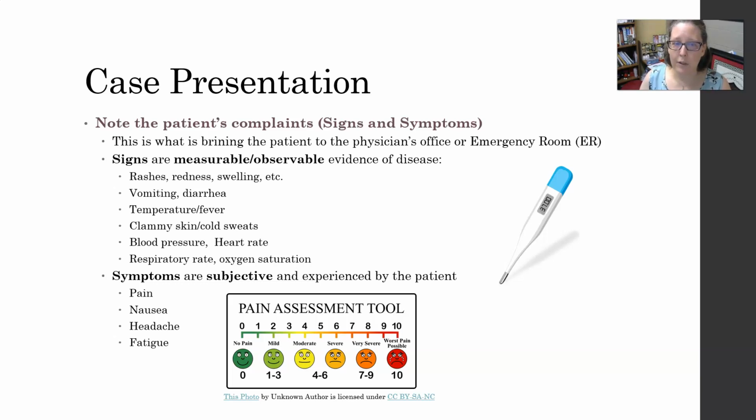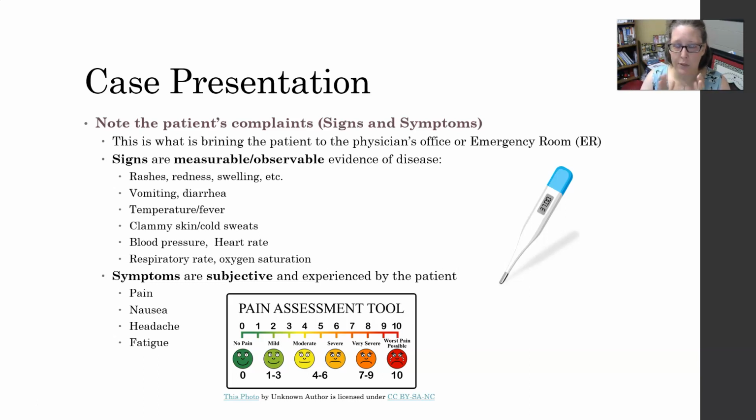So next, you want to note the patient's complaints. Their signs and symptoms are often listed. This is what is bringing the patient to the physician's office or the emergency room. Sometimes in the case study they'll make a distinction, but oftentimes you just list signs and symptoms together. But for your learning, signs are measurable or observable evidence of disease. So it's something that a health professional can assess and document, regardless of what the patient says.